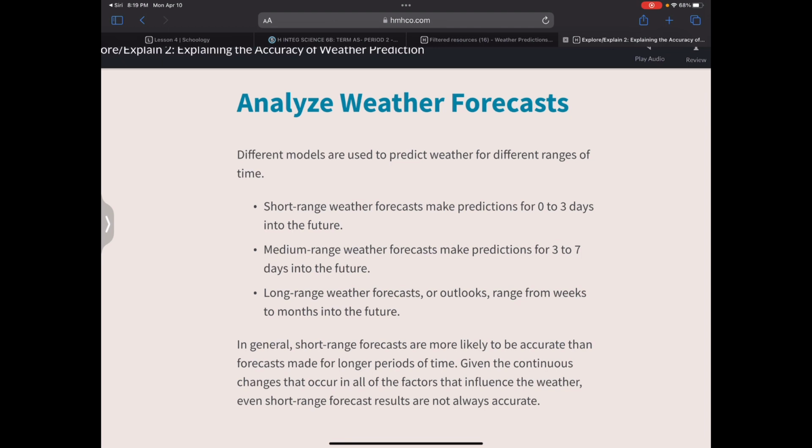In general, short-range forecasts are more likely to be accurate than forecasts made for longer periods of time. Given the continuous changes that occur in all of the factors that influence the weather, even short-range forecast results are not always accurate.